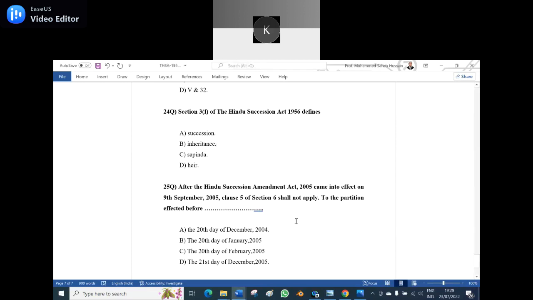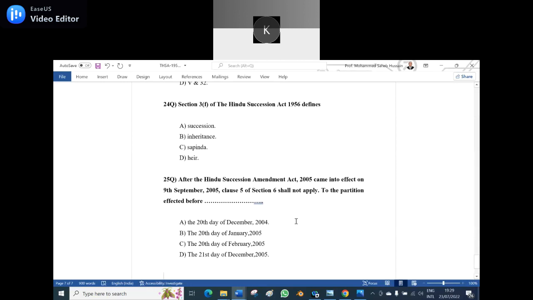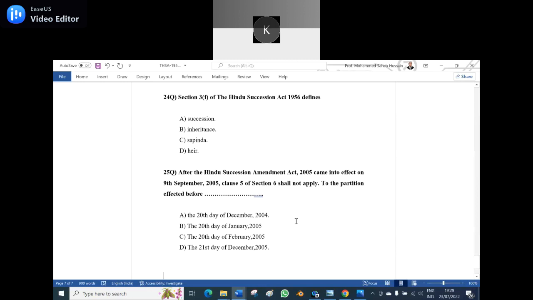25th question. After the Hindu Succession Amendment Act 2005 came into effect on 9 September 2005, Section 6 shall not apply to the parties affected before A, the 20th day of December 2004, B, the 20th day of January 2005, C, the 20th day of February 2005, D, the 21st day of December 2005. Option A is the correct answer. The 20th day of December 2004.